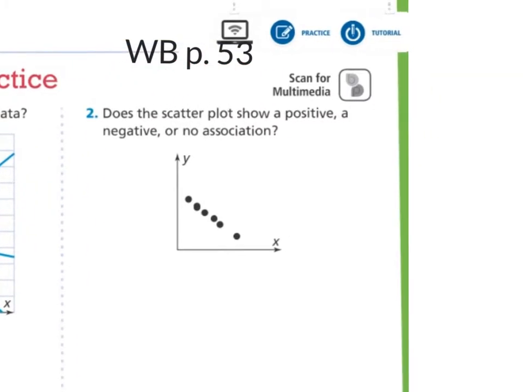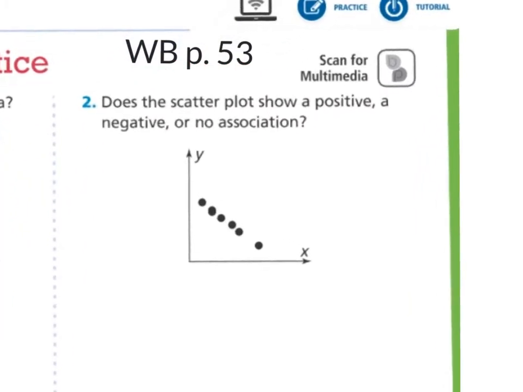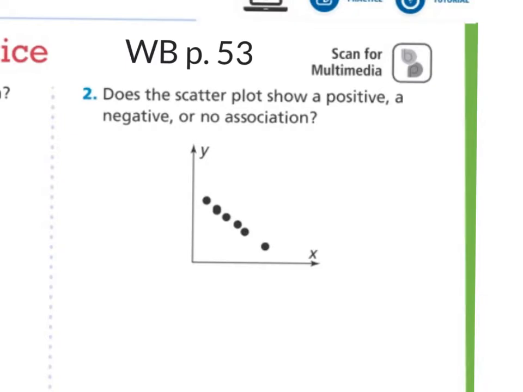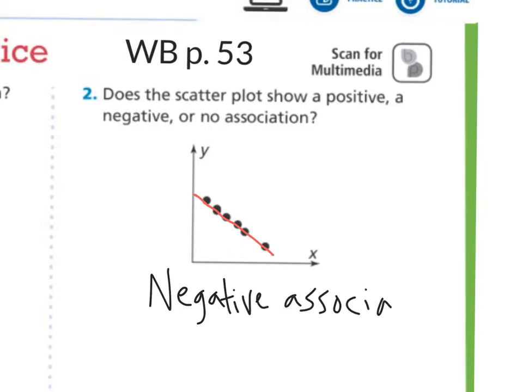Number 2, they're asking if it's a positive, negative, or no association. And on this one, if we try to draw a line through these points, you can see that would have a negative slope. So this would be a negative association. And if we want to be more specific, we could say it's a strong negative association. Those points are pretty much right on the line for that one.